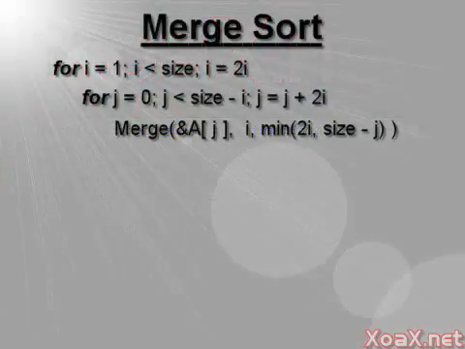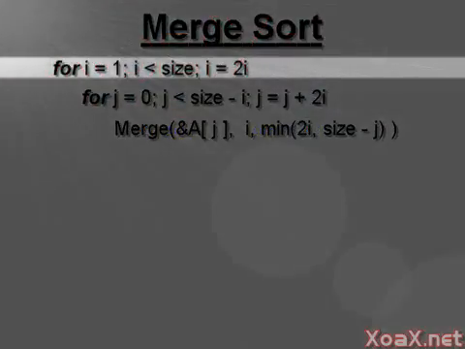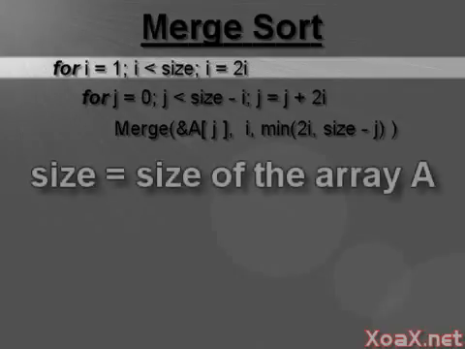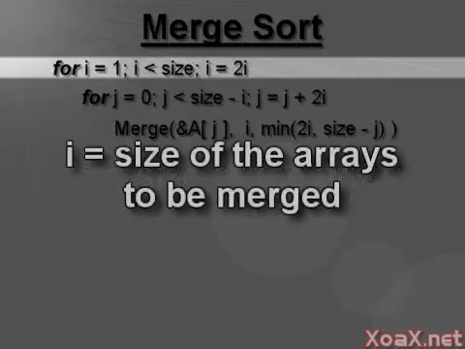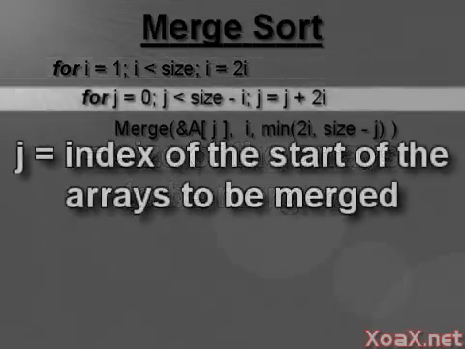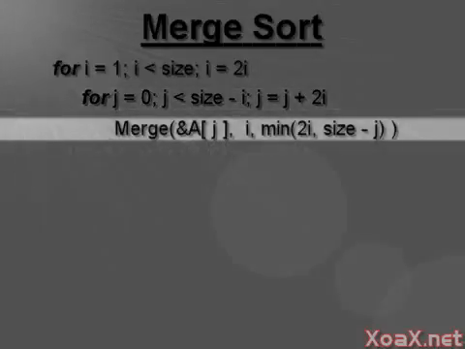Here's the pseudocode. The outer loop starts at 1 and doubles the index for each loop until the size of the array is reached, which is given here as size. This variable i is the size of the arrays that get merged. The inner loop increments by twice the value of i, or twice the merging array size, since we merge two arrays. Inside this loop, we call the merge function to perform the merging step.